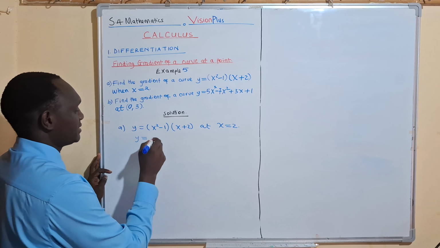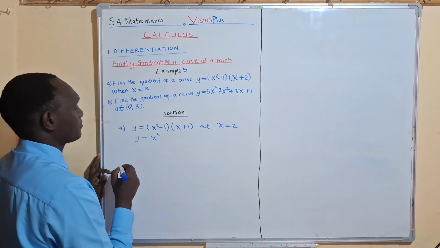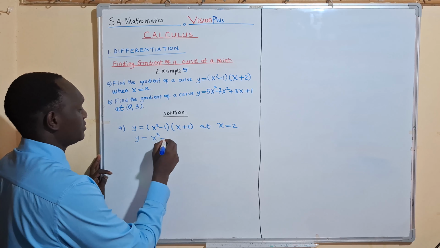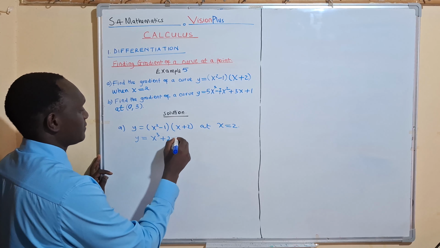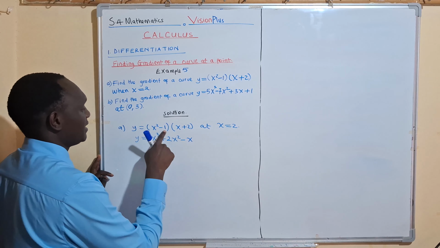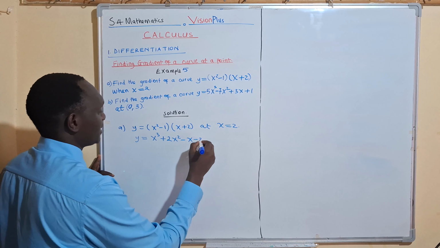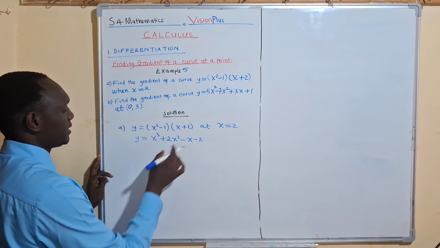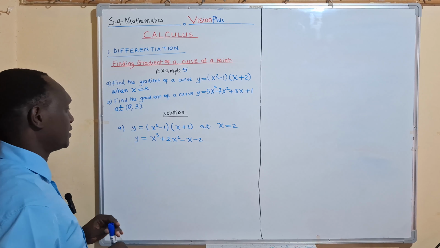x squared times x, that is x cubed. x squared times 2, that is 2x squared. Negative 1 times x, that is negative x. Negative 1 times 2, that is negative 2. So this is the expanded form of the curve.